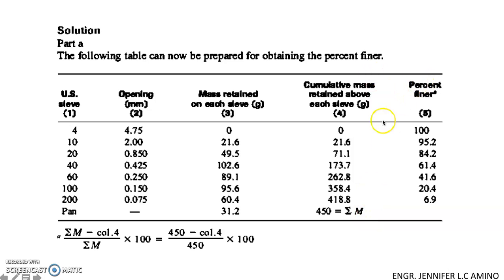Then afterwards, after you have the cumulative mass, get the percent finer for this. Percent finer is you're going to have summation of M minus column 4 times column 4 all over summation of M times 100. So you simply have to follow this equation. Column 4, summation of M is this one. Column 4 is this. Then after you have subtracted and divided, you multiply by 100. You give the value for the percent finer. So that's how you present our tables.